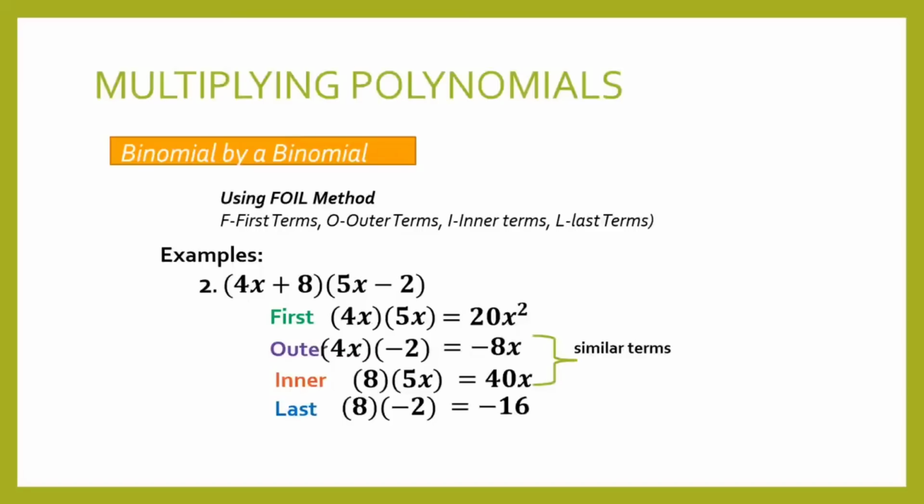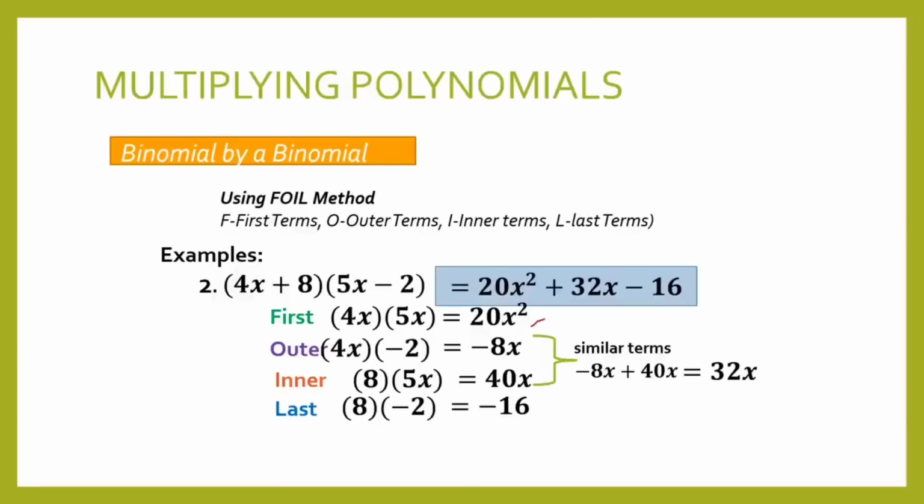And again, we have the similar terms, negative 8x and 40x. We add them and the result is 32x. After that, we combine each term. So we have 20x squared plus 32x minus 16.